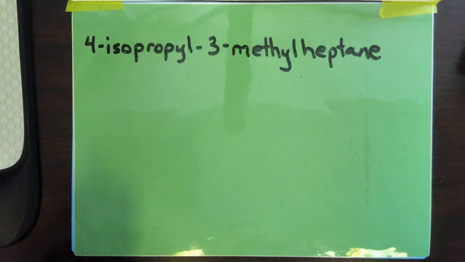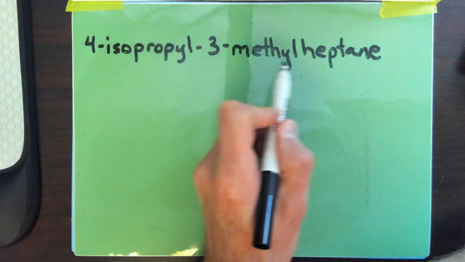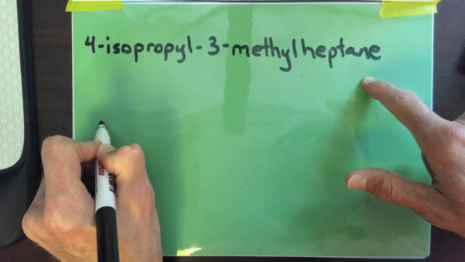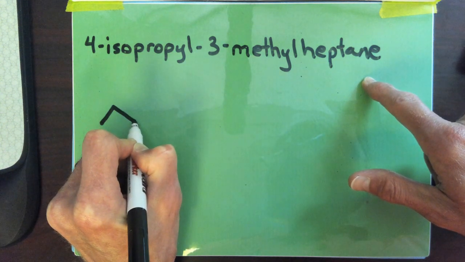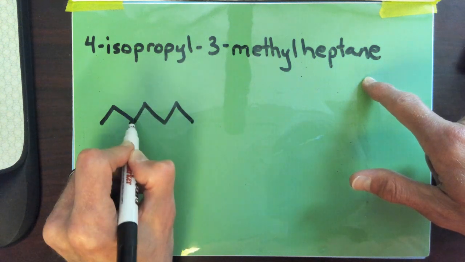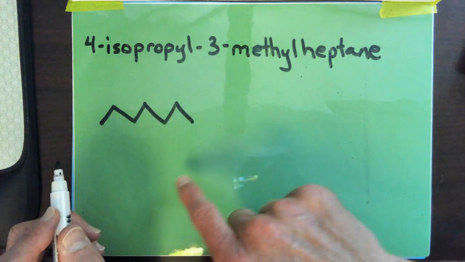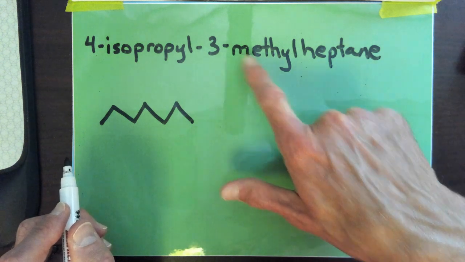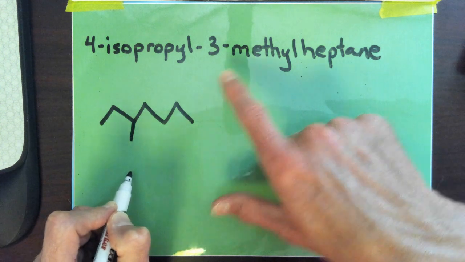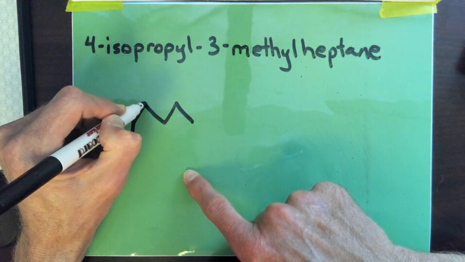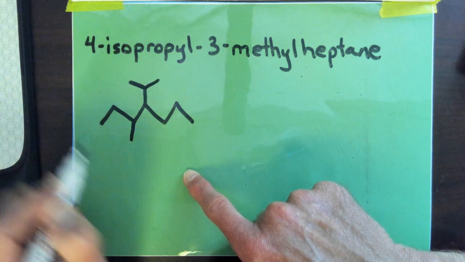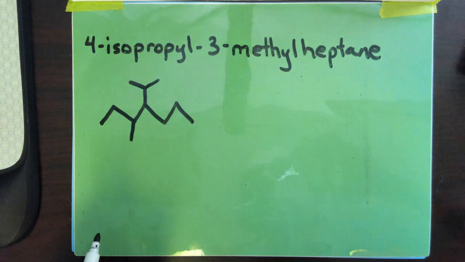Okay, we have 4-isopropyl 3-methyl heptane. Heptane is 7 carbons, so 1, 2, 3, 4, 5, 6, 7. On the 3rd carbon, we want a methyl. 1, 2, 3. Methyl. On the 4th, we want an isopropyl. Okay, so something like that.